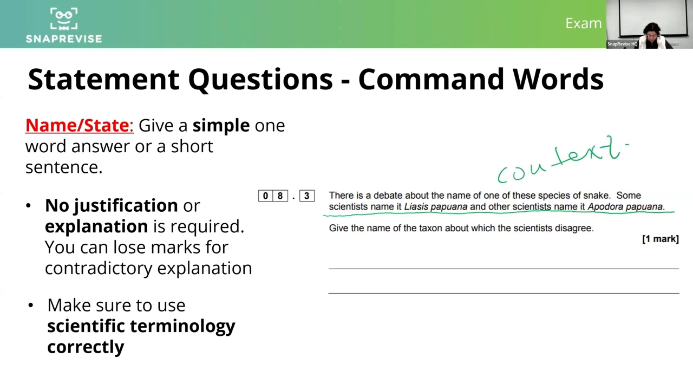My command word, that's relatively simple to identify. My command word is give the name. So I know that it's a command word. I also see the other clue that it's worth 1 mark, so I know I'm going to have to give a short answer. And finally, my direction is the taxon about which the scientists disagree. So this tells me exactly what my answer has to center around, what the key information I need to include in my answer.